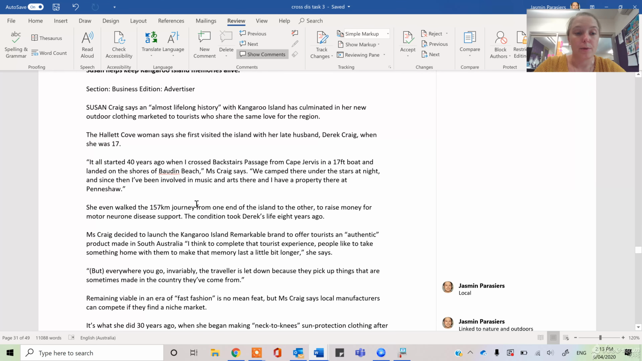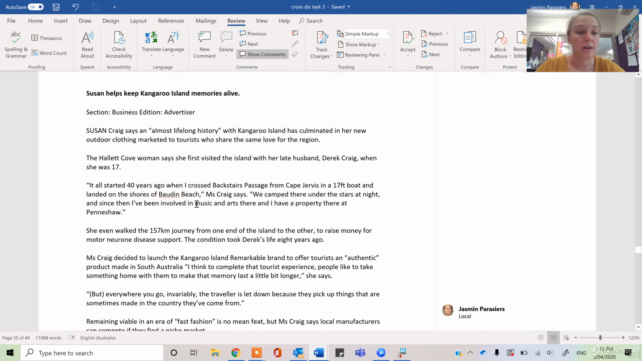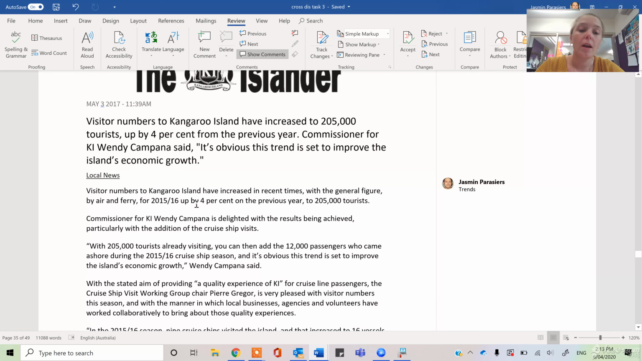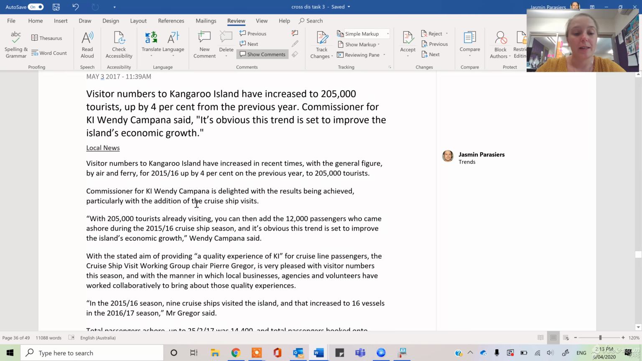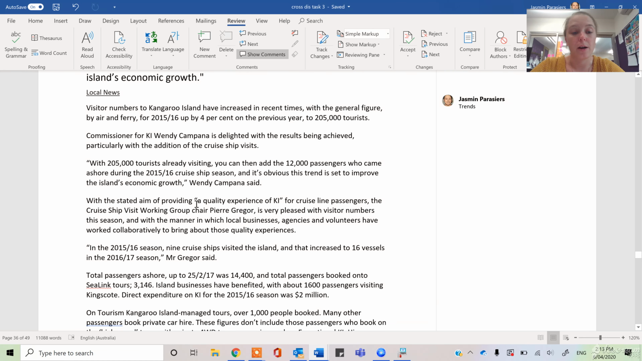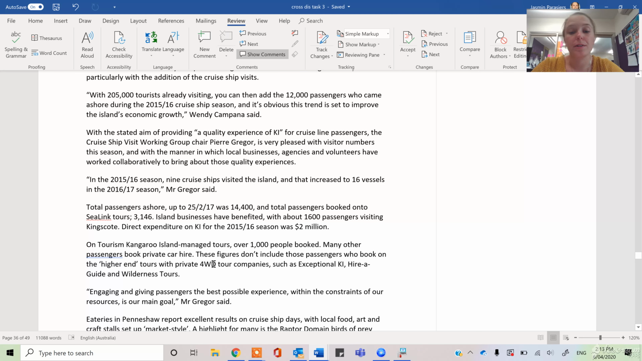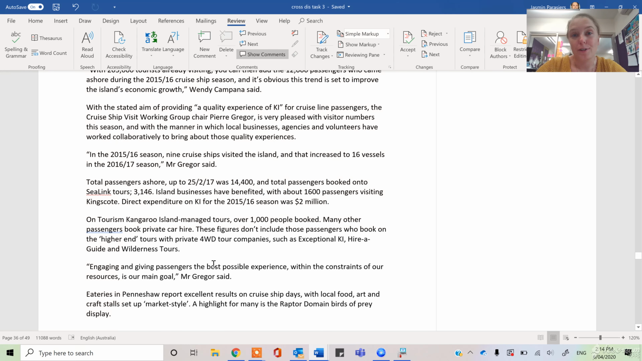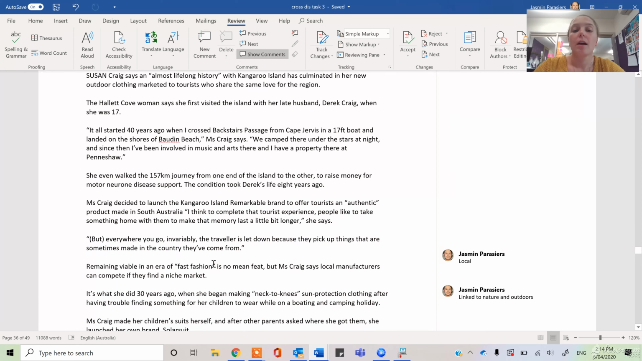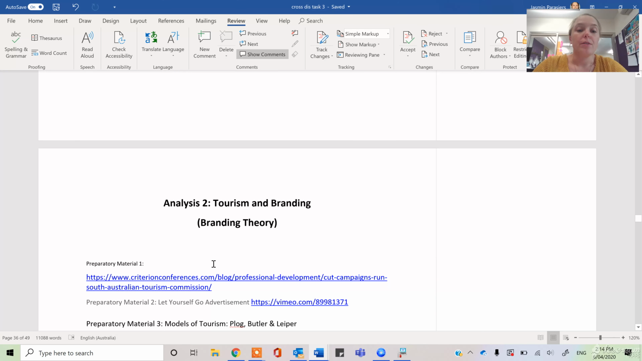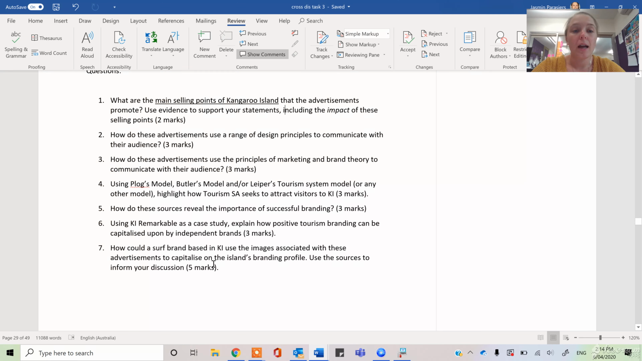When we look at, as well, the way that Susan is creating her brand, what is it that she's building her brand off of? And if we look at what the Islander is talking about, we can see that most of the people who have arrived are interested in traveling around the island, about four-wheel driving, about wilderness, actually being able to experience local food, art, craft, markets, all of that stuff, okay? So in this first question, we'd be wanting to look at what is it that Kangaroo Island is selling?